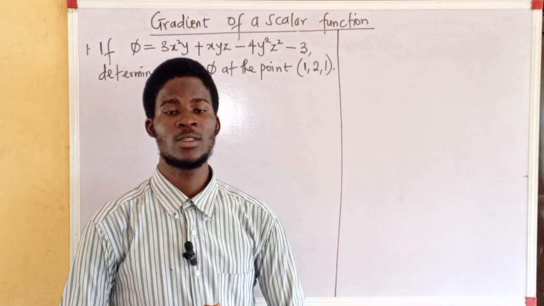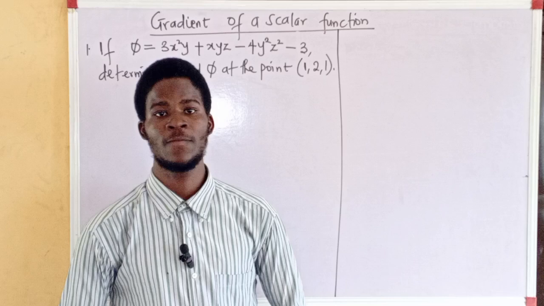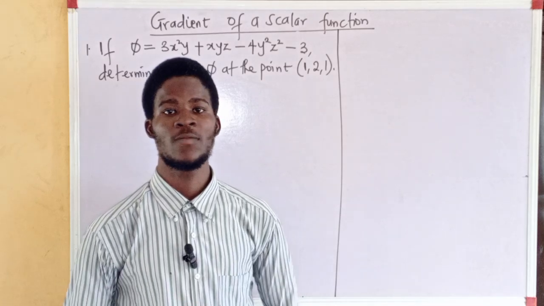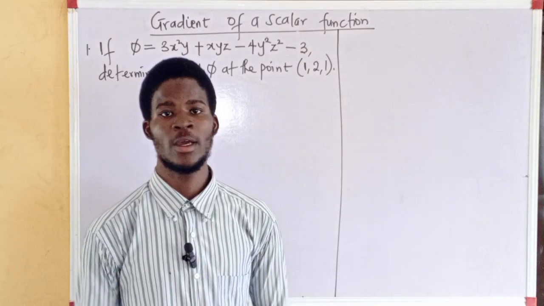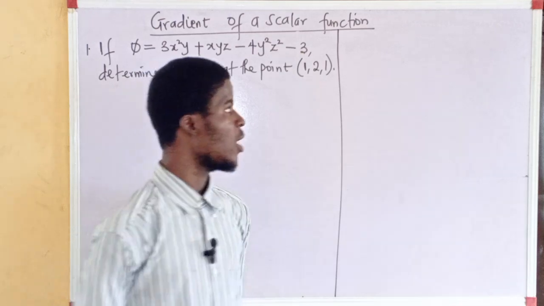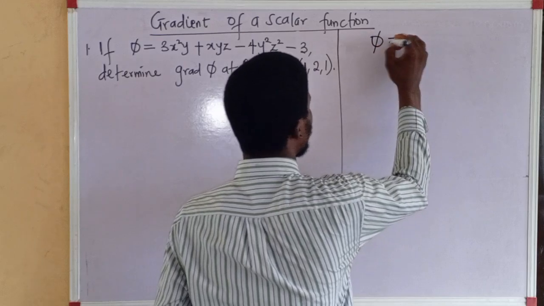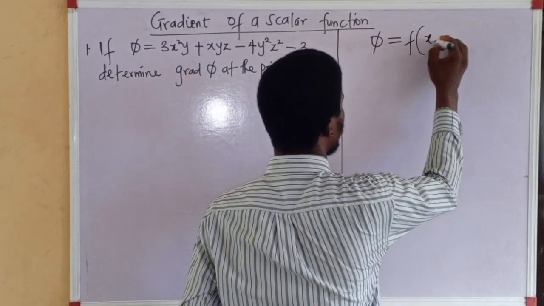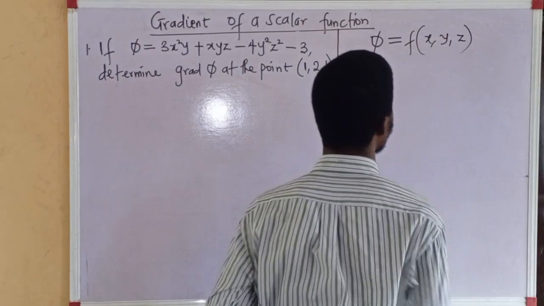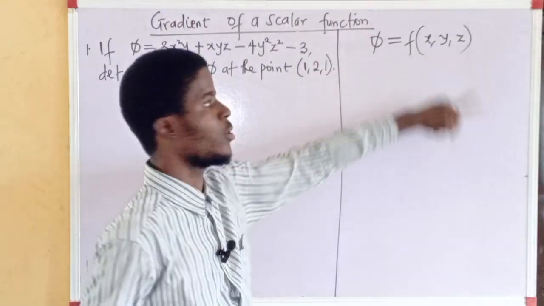Still on vector analysis. In this video, we're going to talk about the gradient of a scalar field or the gradient of a scalar function. And here, we'll be talking about the grad operator. Now, consider a scalar field phi, which is a function of several variables x, y, and z. Phi here is a scalar function, okay?